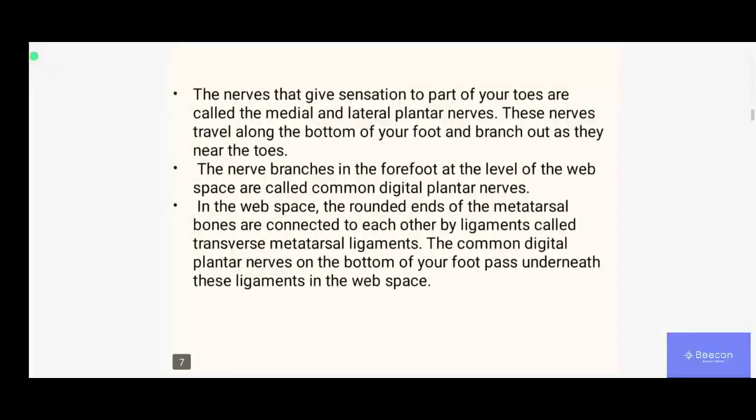The nerves that give sensation to part of your toes are called the medial and lateral plantar nerves. These nerves travel along the bottom of your foot and branch out as they near the toes. The nerve branches in the forefoot at the level of the web space are called common plantar digital nerves. In the web space, the rounded ends of the metatarsal bones are connected to each other by ligaments called the transverse metatarsal ligament. The common plantar digital nerves on the bottom of your foot pass underneath these ligaments in the web space.